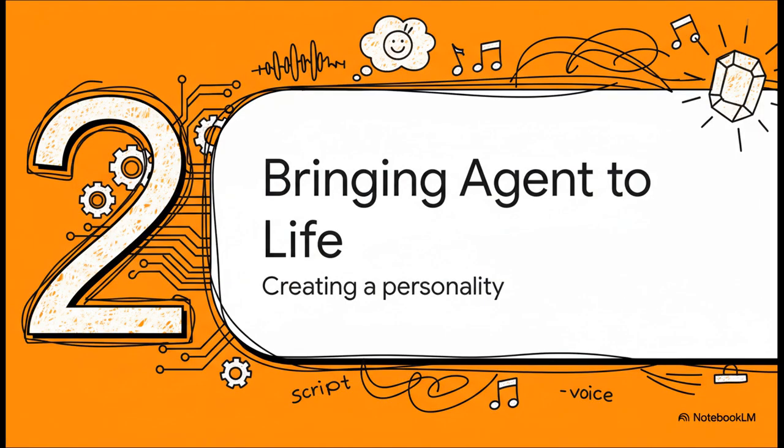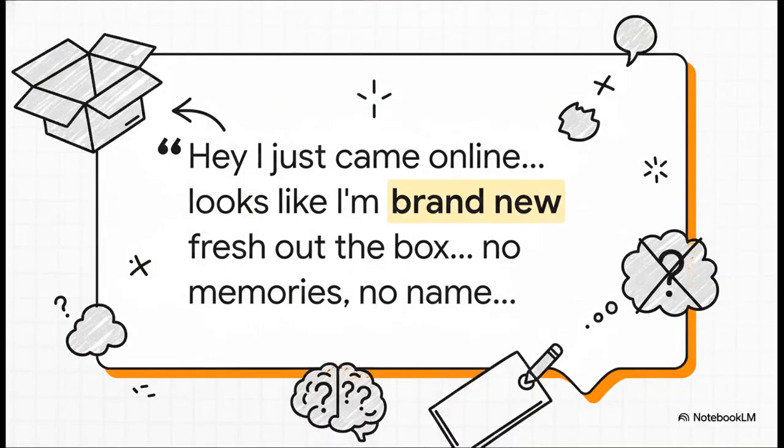Okay, so how do you actually bring one of these agents to life? Well, it turns out setting one up isn't just a technical task. It's almost a creative one. You're not just running a script. You are literally defining a personality, a digital companion. This is literally the first thing your agent says to you when it wakes up. It has no name, no memories, just a blinking cursor. It's a total blank slate, just waiting for you to tell it who and what it's going to become. It's a pretty wild moment, honestly.